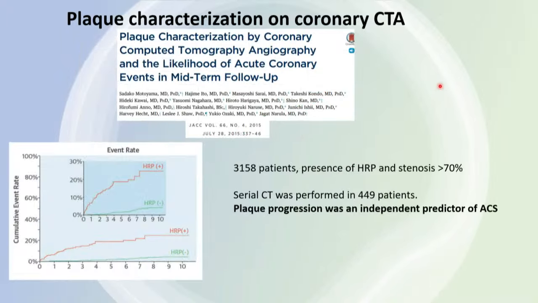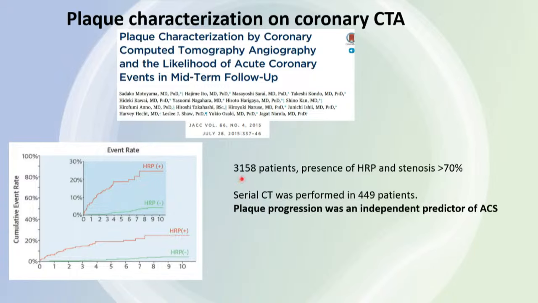This is a very important and interesting study by Dr. Narula that really has informed a change in our thinking of how to think about what plaques are vulnerable, because we've always thought that the vulnerable plaques usually are not causing significant stenosis. They could be just 20, 30, 40% plaques. But this data has shown that actually plaque progression is one of the necessary steps for eventual ACS.